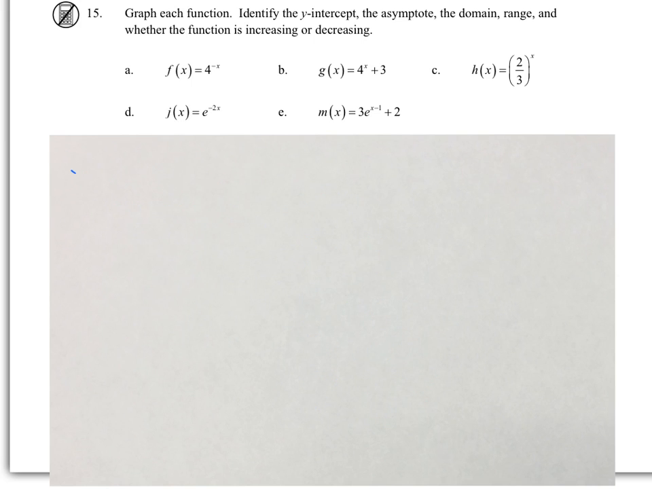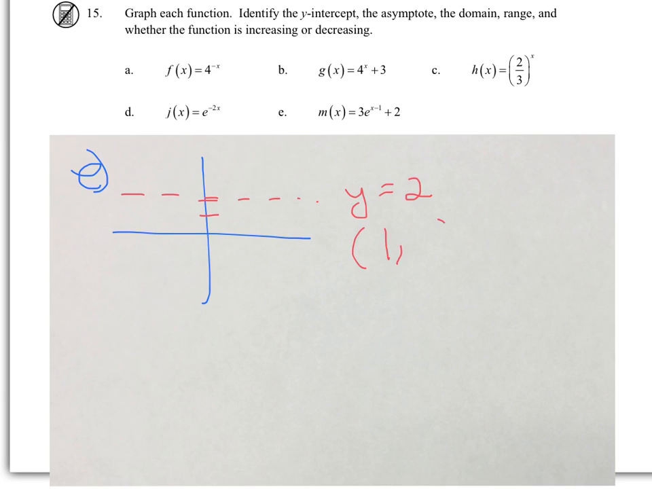And lastly, for E, our horizontal asymptote is at y equals 2. Instead of plugging in 0 for the key point, we're going to plug in 1 to get a nice point to graph because that's going to make the exponent 0. So that's 3 plus 2 is 5. And the base is e, so it's increasing.